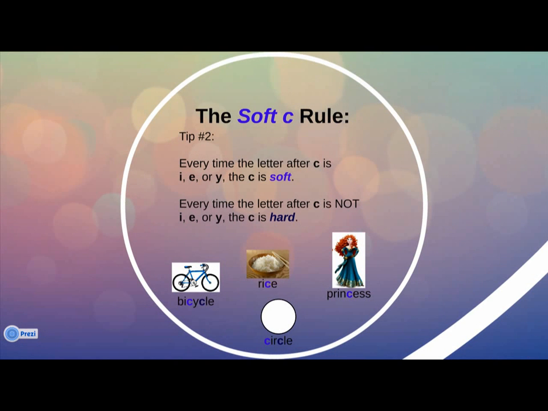So pause the video again and practice reading these example words of hard and soft C. These words are bicycle, rice, princess, and circle. In the words bicycle and circle, you actually have both a soft C, the first C in both words, and a hard C, the second C in both words. And you can tell that it's going to be like that because the first C is followed by either a Y or an I, so it's a soft C. And the second one in both words is followed by L, which is not I, E, or Y. So we know that has to be a hard C, or a K sound.